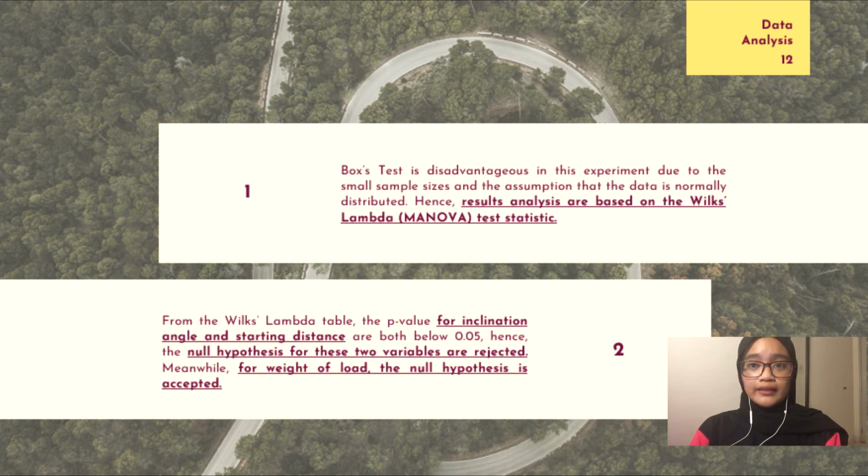Let's continue with the presentation. Based on the previous explanation, the results analysis should be based on the Wilks' lambda test statistic, because the Box test is found to be disadvantageous in this experiment due to the small sample sizes and the assumption that the data is normally distributed. Based on the Wilks' lambda table, the p-value found for these two variables, the inclination angle and the starting distance, are both below 0.05, hence the null hypothesis for these variables is rejected. However, for the weight of load, the null hypothesis is accepted.